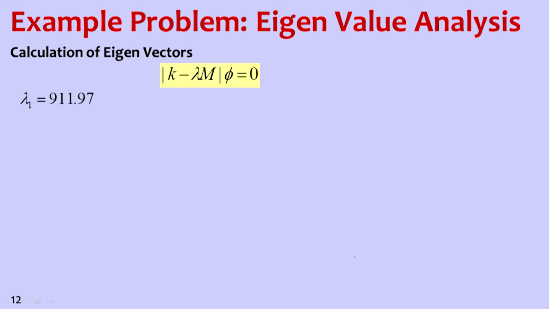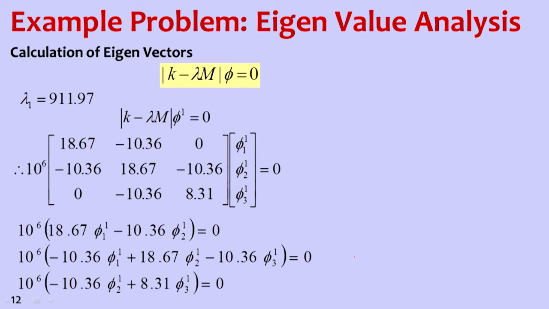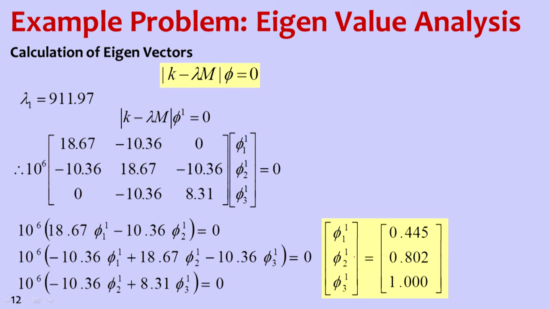Now if we calculate eigenvector corresponding to lambda 1, then we get this, corresponding to lambda 1. You can see this 1.802, 0.445 value. Let me explain: K minus lambda m into phi 1 is equal to 0. So this is K minus lambda m, and the lambda m value is already substituted here.